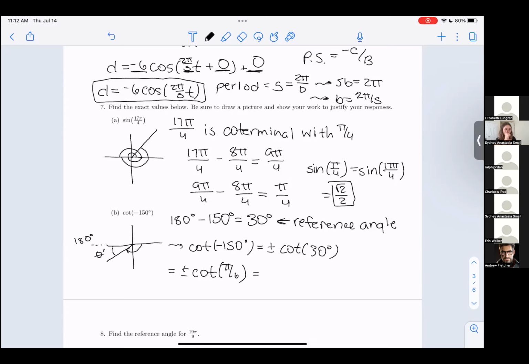And cotangent, if you remember, is the reciprocal function of tangent. So instead of sine over cosine, it is the cosine of pi over 6 over the sine of pi over 6. Cosine of pi over 6 is just root 3 over 2. Sine of pi over 6 is just 1/2. So doing that division, we get that it's plus or minus root 3. Okay, cool. We know it's one of those two.